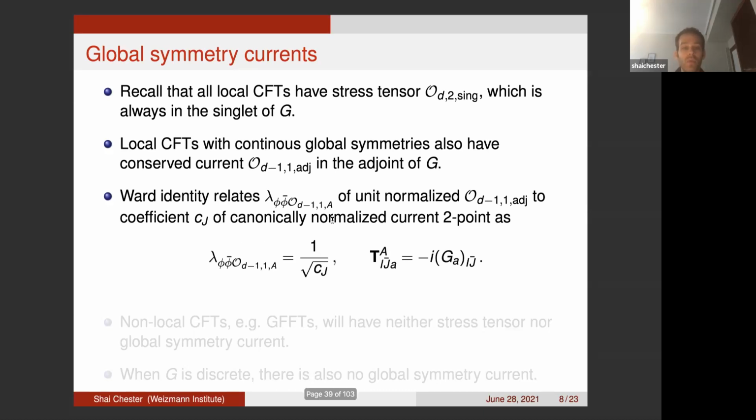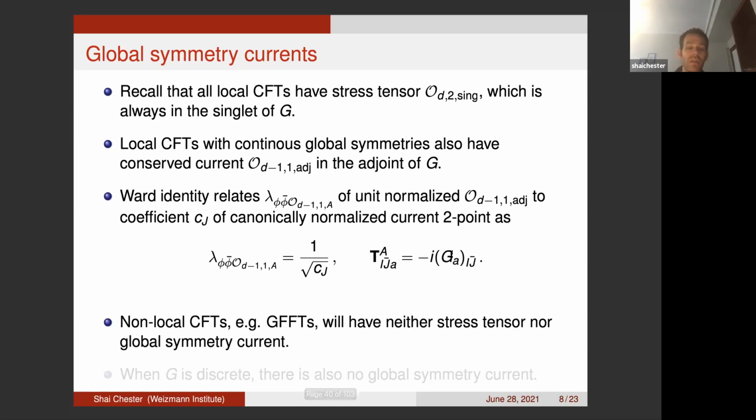So in particular, if you work out this algebra from the conformal Ward identity, you will find that the OPE coefficient is related simply to the inverse of the square root of this coefficient C_J, with the choice of a tensor structure in the three-point function given by the generator of the group. Recall this is the adjoint representation, thus it makes sense to choose our tensor structure just to be the generator, which is in the adjoint.